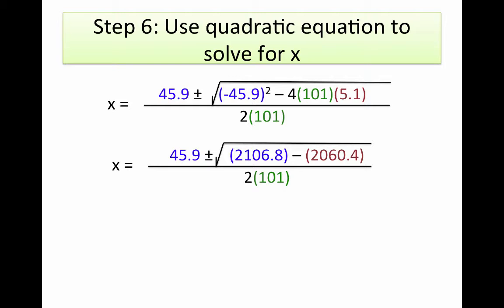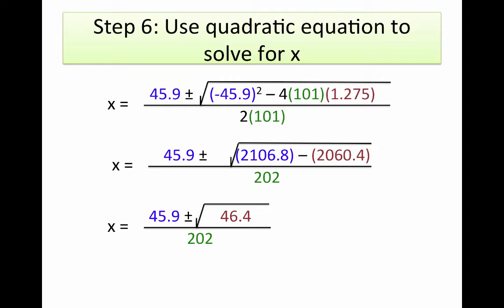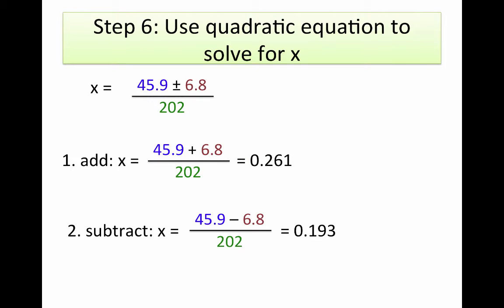So now we're going to combine what's under the square root symbol, and you can see that comes up to 45.9 plus or minus the square root of 46.4, divided by 202. And once you take the square root of 46.4, that's 45.9 plus or minus 6.8 divided by 202. At this point, it's just simple arithmetic, but you can see that we are going to get two solutions: 45.9 plus 6.8 divided by 202, and 45.9 minus 6.8 divided by 202. The first one, if you do the math, comes to 0.261. And if you do the math for the subtraction for the second one, it comes up to 0.193.